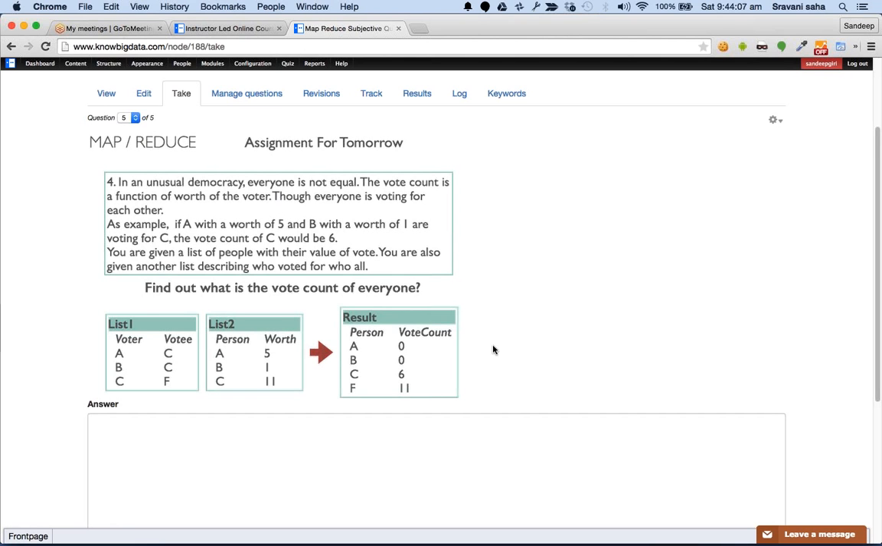Now the question to you is, given that both list 1 and list 2 have millions of records, okay, maybe 10 million records each, how would you compute this result? How would you compute who won, or how would you compute the final vote count? Is the problem statement clear to everyone?